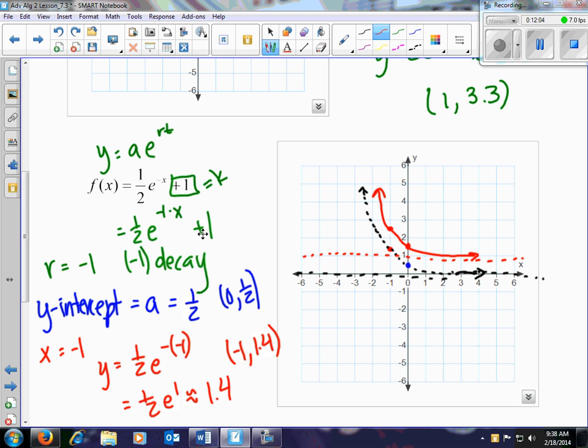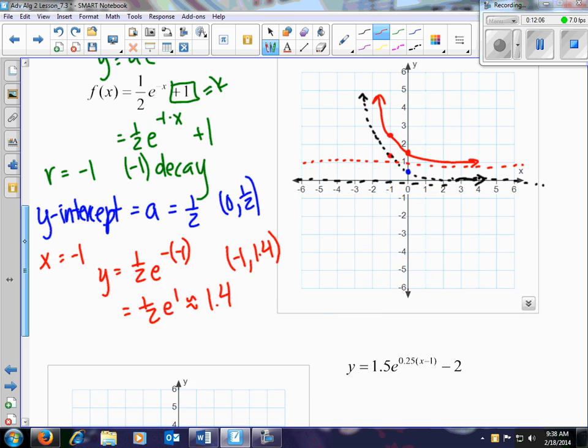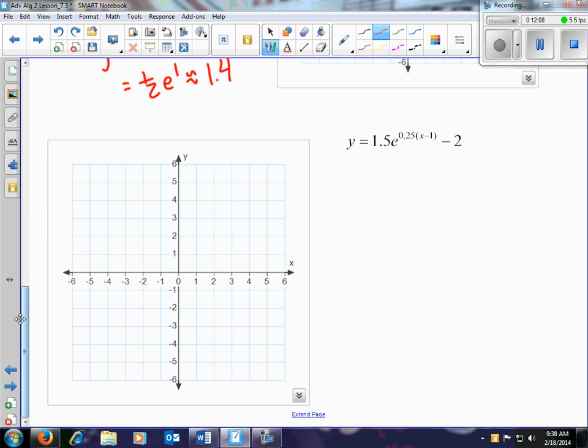That was better. All right, now I want you to do the next one, but I'm going to get you started. So the first thing you need to know is that when you see this, I'm going to have to distribute my 0.25. So I'm going to end up with y equals 1.5e to the 0.25x minus 0.25 minus 2.